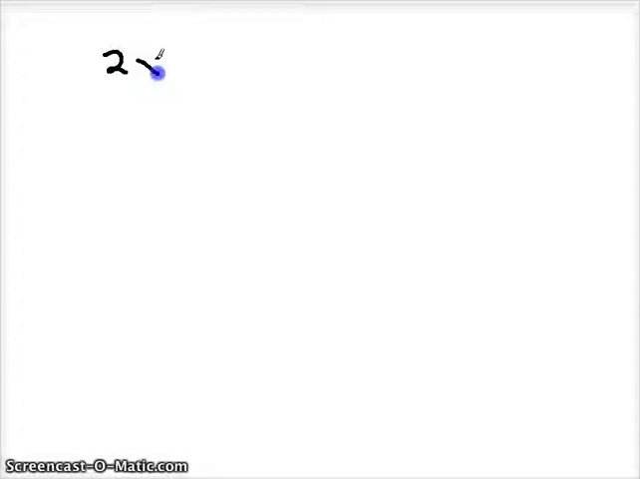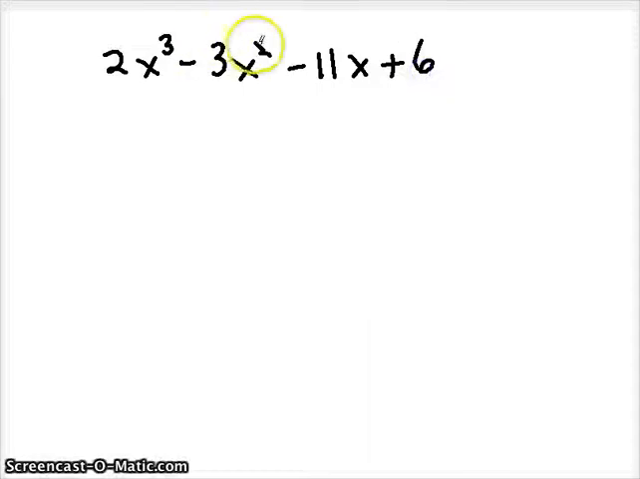So this time I'm going to try and do this division: 2x cubed minus 3x squared minus 11x plus 6. I'm going to try and divide that by, let's do the same division here, x minus 3. The difference in this problem sometimes might be that they'll tell you when you're doing the division that this is a factor.